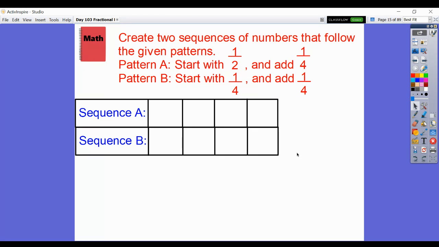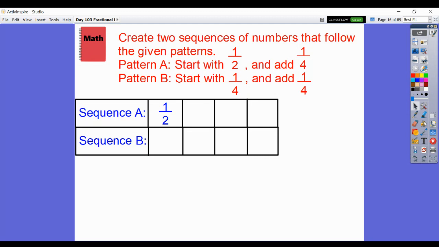Create 2 sequences of numbers that follow the given patterns. Pattern A: start with 1/2 and add 1/4 each time. Pattern B: start with 1/4 and add 1/4 each time. Well, let's do it together.